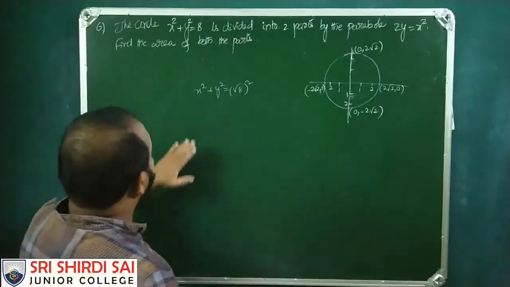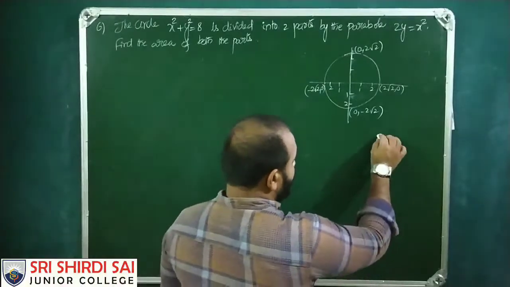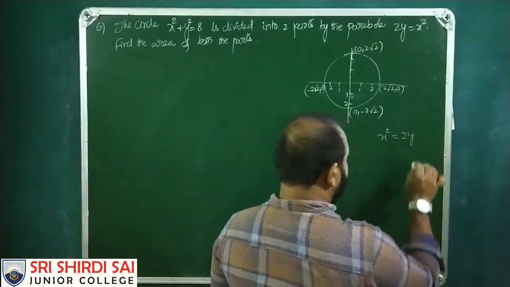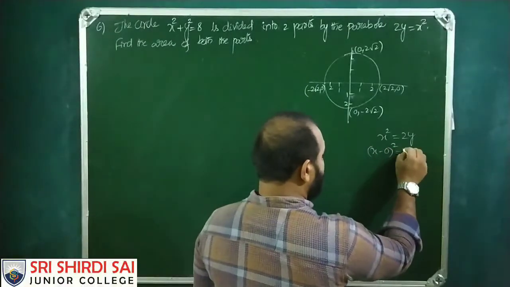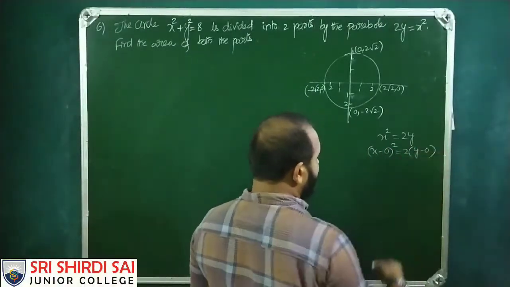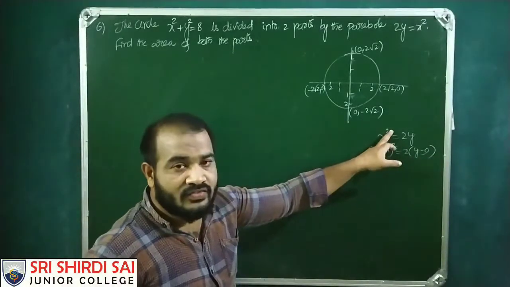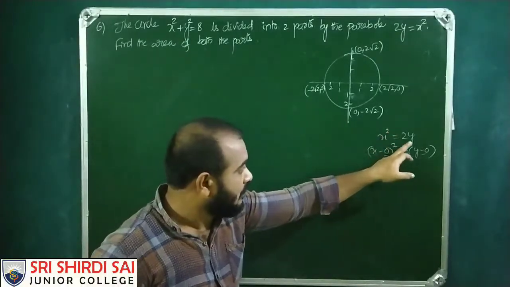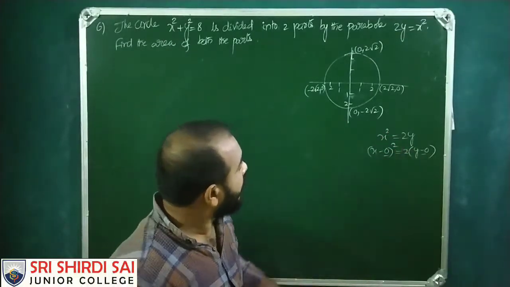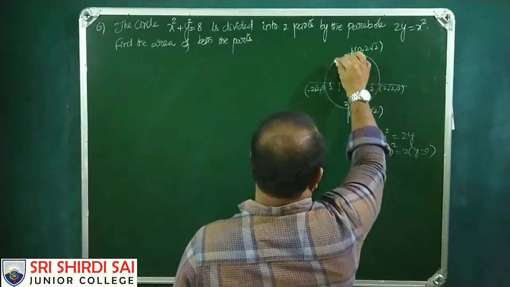Okay. And now 2y equals x square. So x square equals 2y is the standard form of the parabola, because this can be written as x minus 0 whole square equals 2 into y minus 0. Therefore 0, 0 is the vertex. X power even, symmetric about y axis, the positive y axis. So it will be like this.